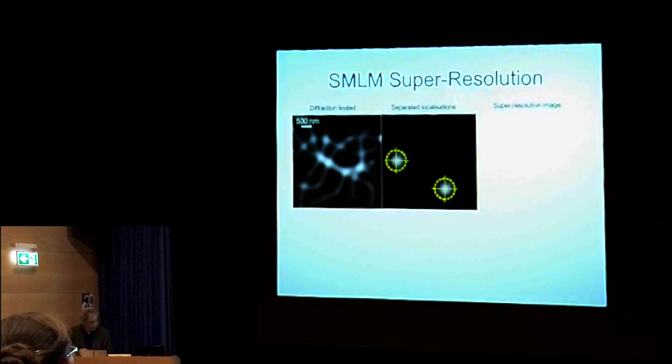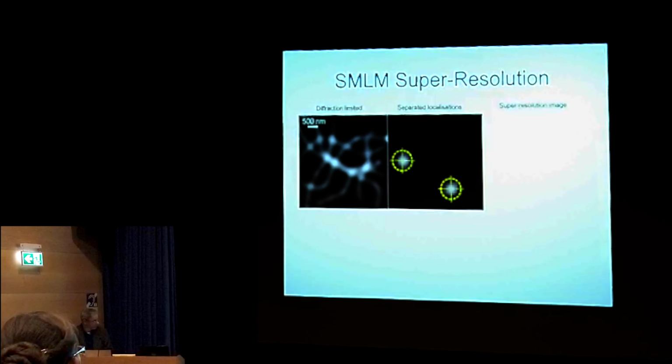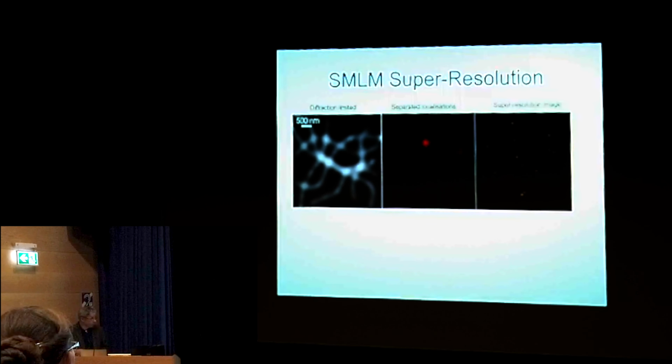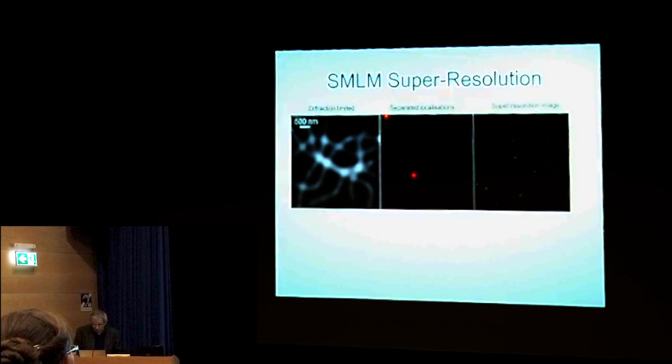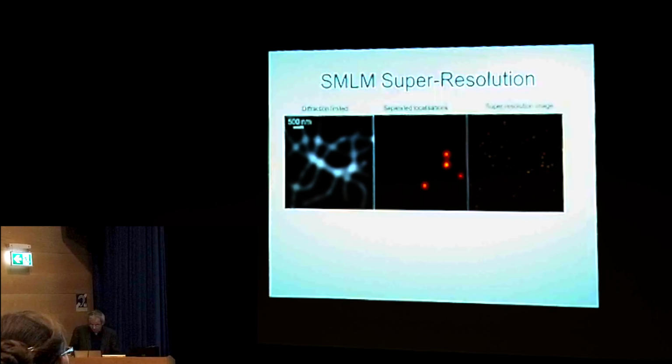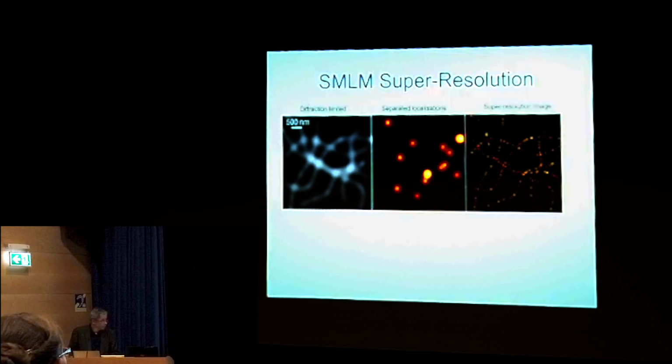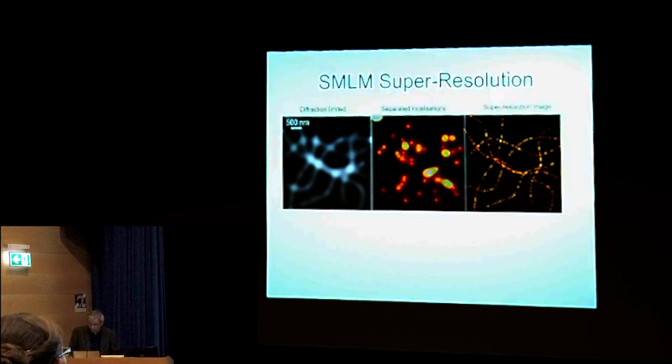So what we're going to do is replace this blurry spot with a small spot representing where we think the molecule is. And we're going to do this experiment again and again and again. And we're going to build up a super resolution image of our structure. So this is going to take us some time, but we're now going to get a super resolution image done at 20 nanometers.